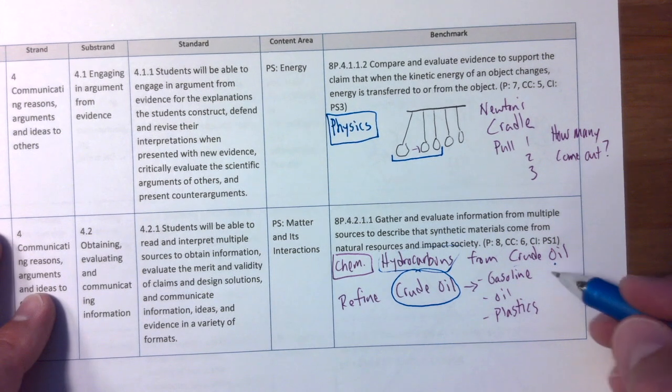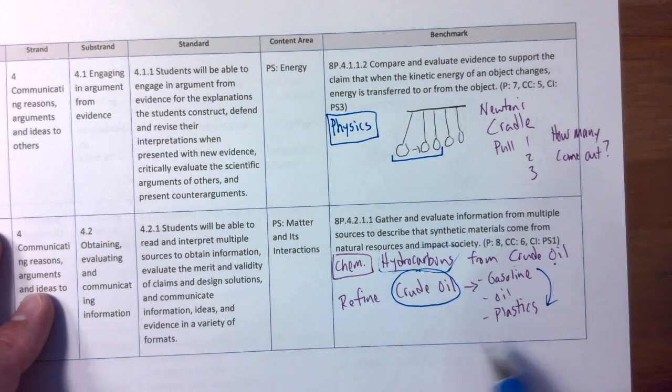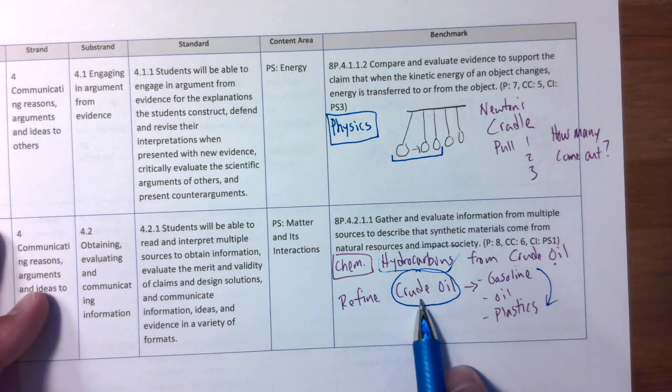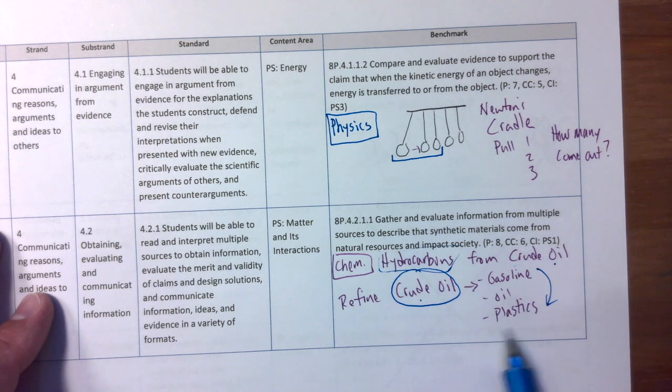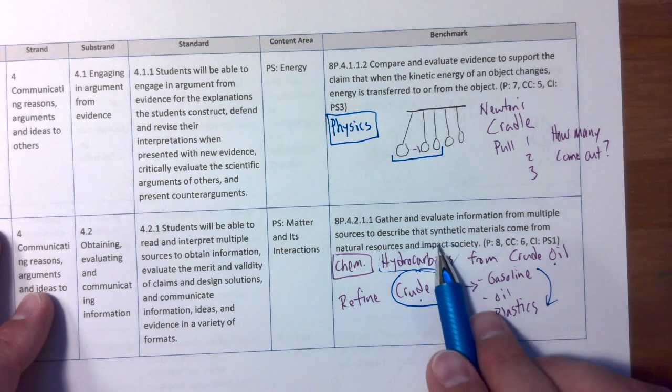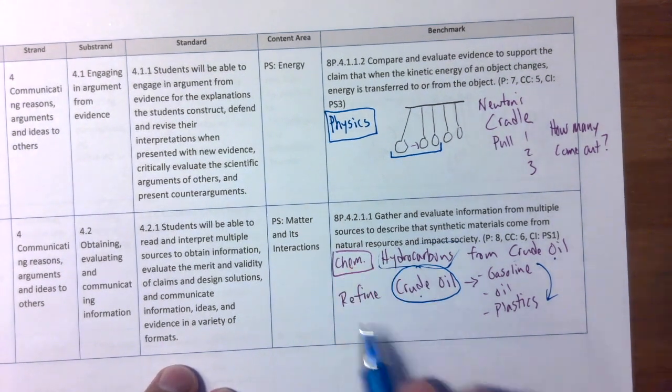And especially back like 10 years ago when gas prices were super high, you could talk about, well, how did gas prices affect prices in the store? Well, it all comes from crude oil. And if crude oil is expensive, it's going to affect the cost of gasoline, which affects the price of oil, which affects the price of plastics. And so I imagine that's what they're talking about, the impact on society and natural resources. Crude oil is a natural resource.